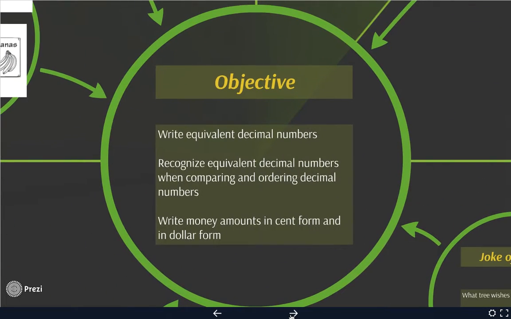We are on lesson 70, equivalent numbers, equivalent decimal numbers. In this lesson, we're going to be able to write equivalent decimal numbers. We're also going to recognize decimal numbers when comparing and ordering decimal numbers, and write dollar amounts in cent form and in dollar form.